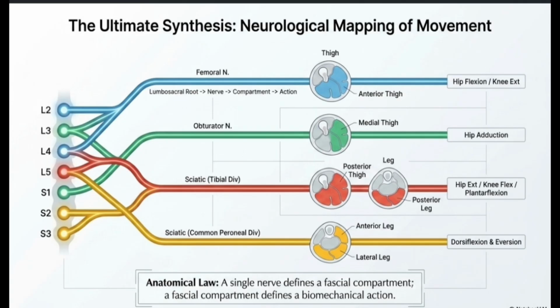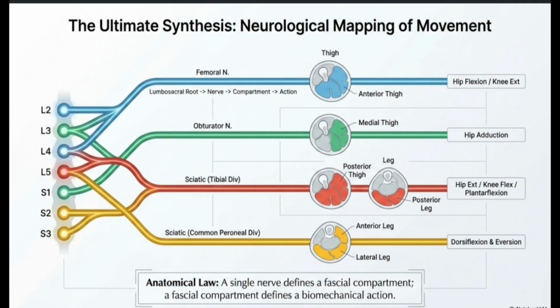We conclude our anatomical survey with this ultimate synthesis slide, which maps the entire neurological control system of lower limb movement. This brilliant tree diagram illustrates how spinal nerve roots from lumbar 2, L2, through sacral 3, S3, weave into the lumbosacral plexus, and emerge as the major terminal nerves we have discussed.